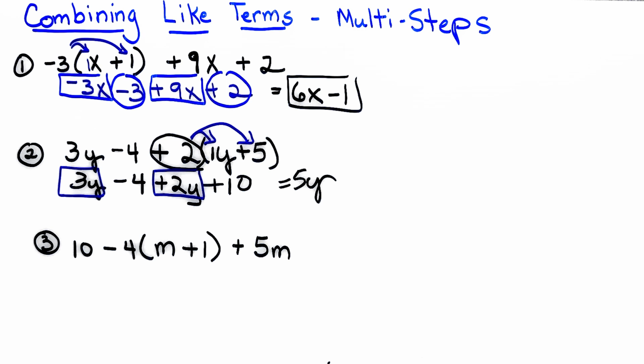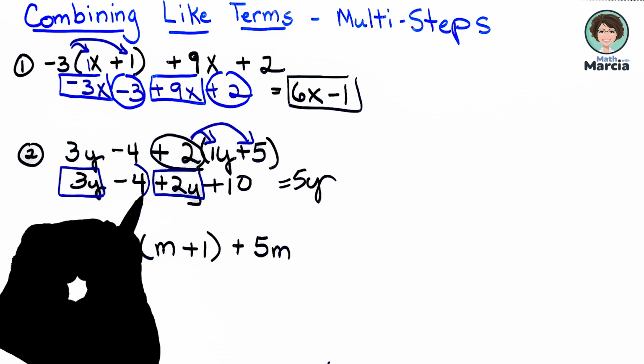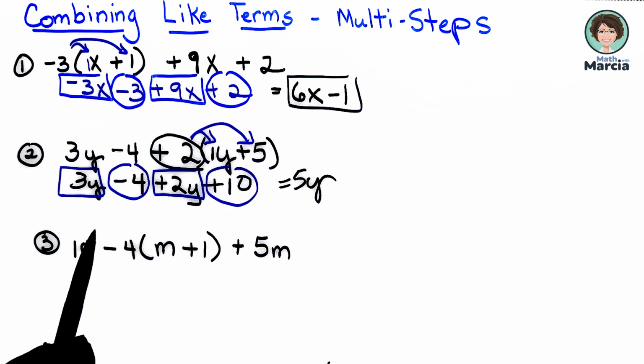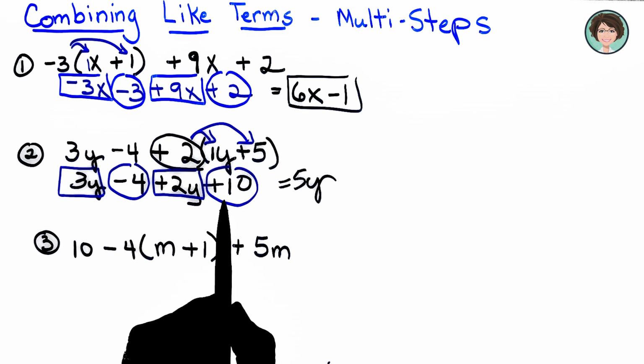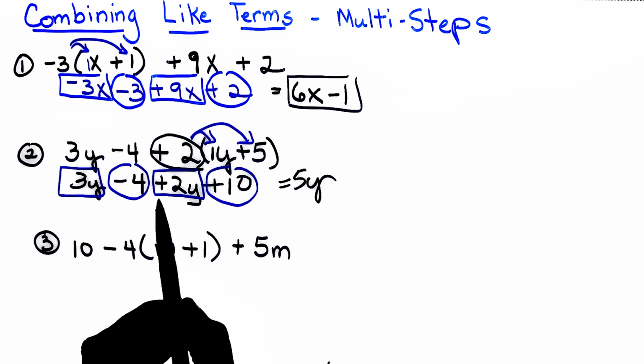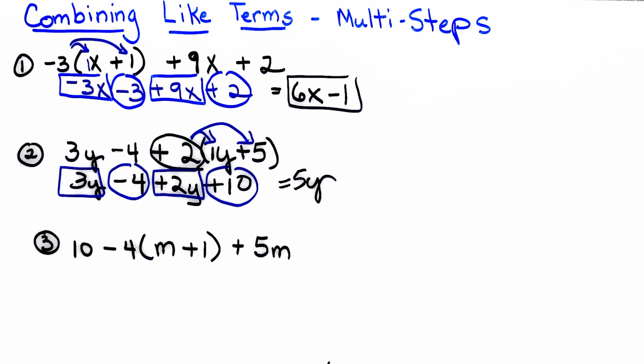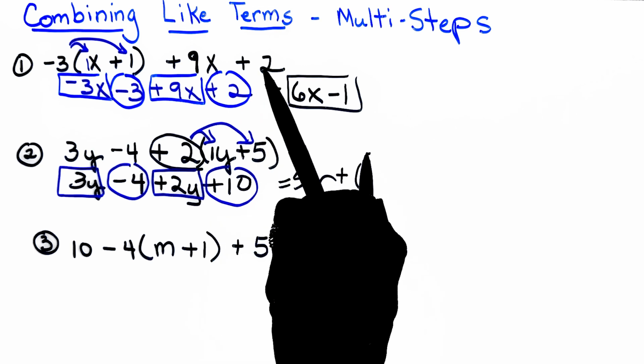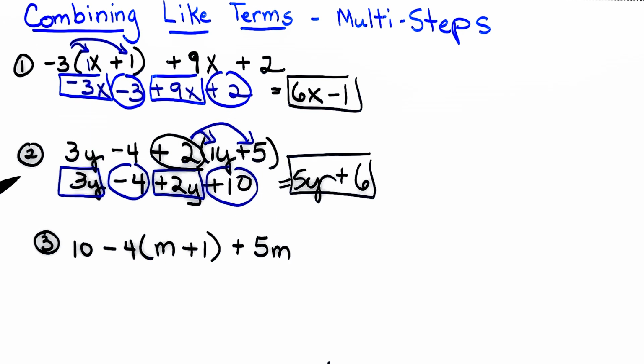And I am going to circle my constants. Those are called numbers. And I have a -4 and a positive 10. So -4 plus 10 is going to equal a positive 6. And here is the expression in simplest terms.